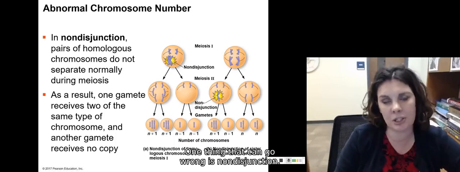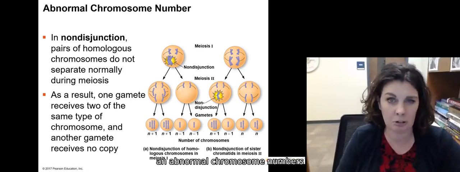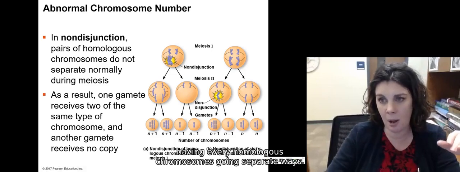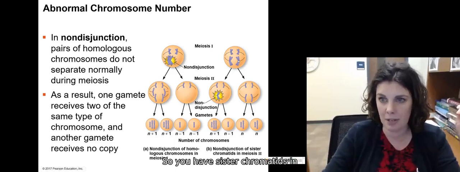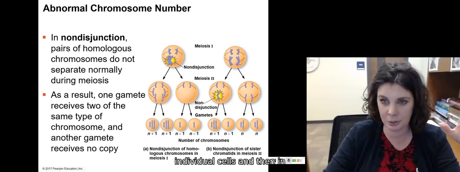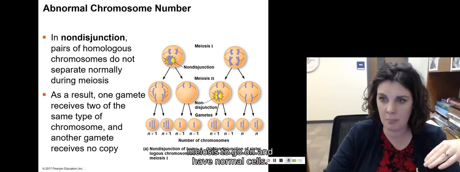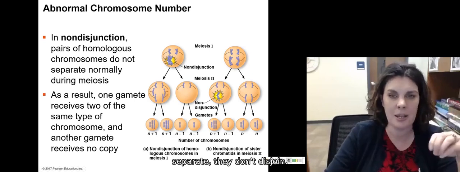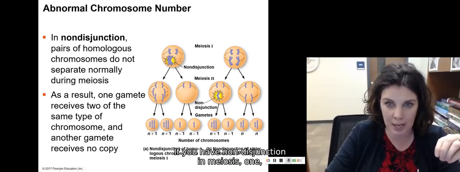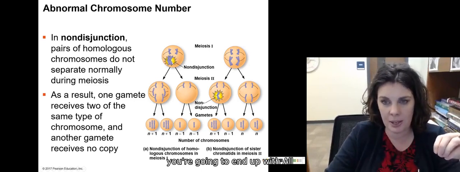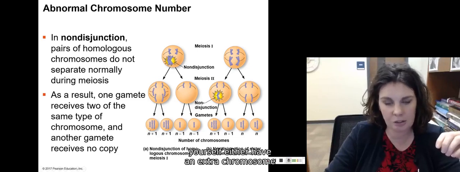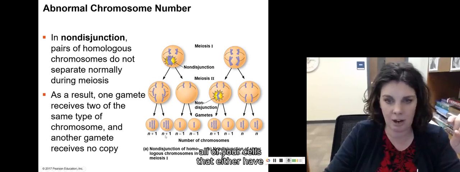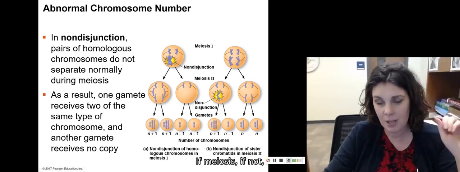One thing that can go wrong is nondisjunction, and nondisjunction is going to give you abnormal chromosome numbers. Normally, homologous chromosomes go separate ways, and then in meiosis 2 the sister chromatids separate into individual cells, giving normal cells. Nondisjunction means that they don't separate, they don't disjoin. So if you have nondisjunction in meiosis 1, all of your cells either have an extra chromosome or are missing a chromosome.